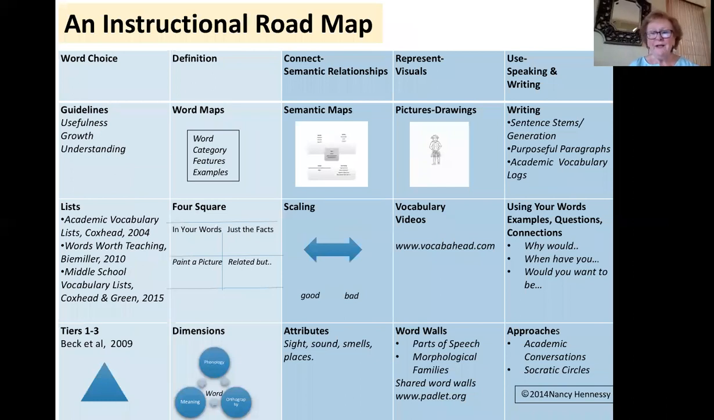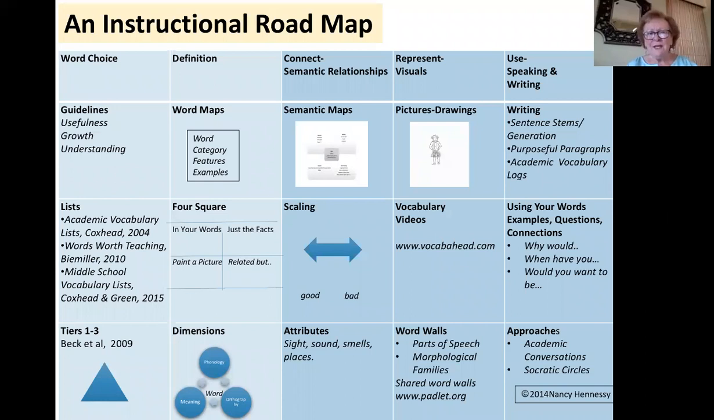All right. Now, this is a lot to look at. I want you to know it's in your participation guide, so you can take some time to look at it at another point in time. But I wanted you to have this instructional roadmap that represents the fact that I'm just talking about a few ways of doing this.